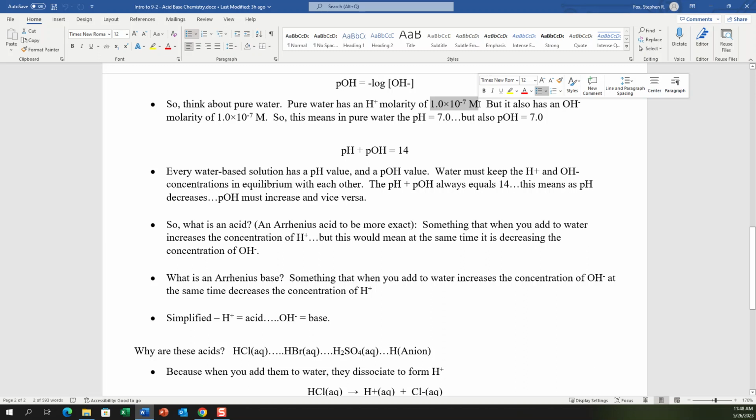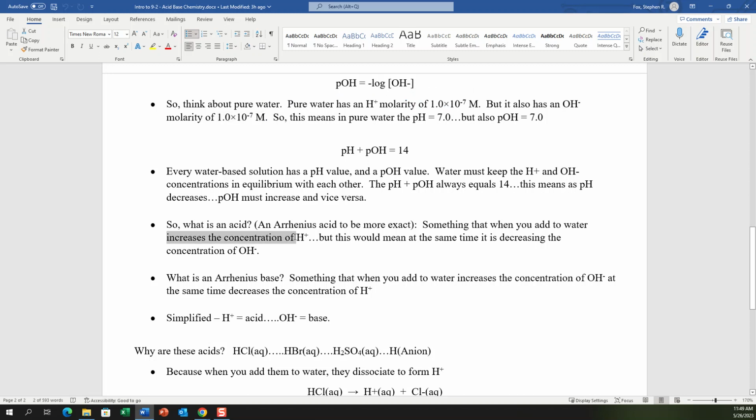So what I want you to think is this molarity, 1 times 10 to the negative 7 moles per liter, is your starting point of every water-based solution. It's your starting point for how much H plus you have, and it's your starting point for how much OH minus you have. And as one of those increases above that number, the other has to decrease below that number. So an Arrhenius acid is something that when you add to water, makes the H plus concentration go above this number, 1 times 10 to the negative 7. But at the same time, it's making the OH concentration go below that number. So it's making the pH go down and the pOH go up.